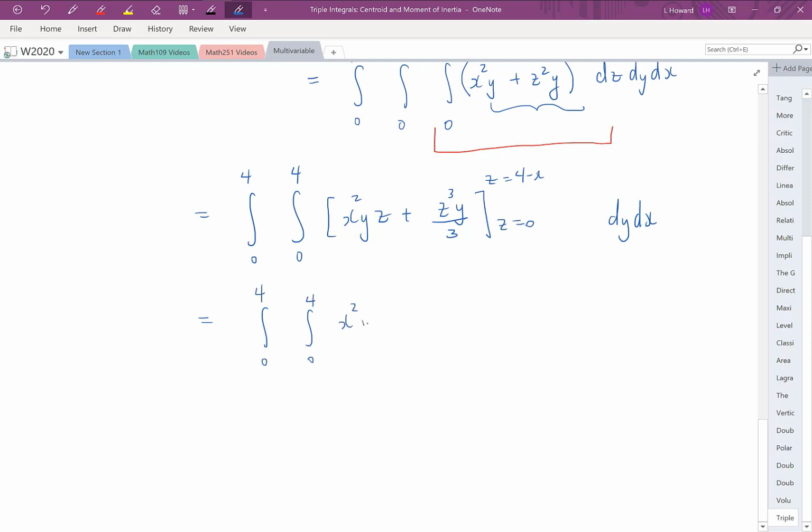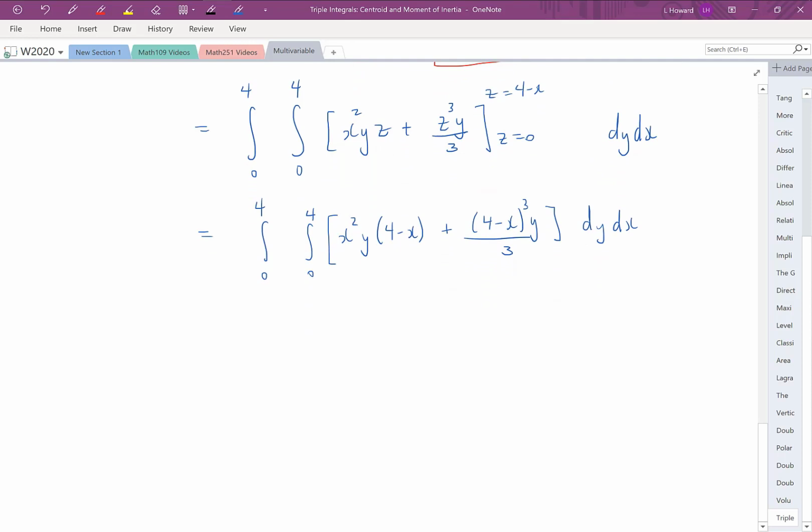Okay, so x squared y times 4 minus x plus (4 minus x) cubed times y all over 3. And then we would need to subtract off the values at 0, but both those terms are going to be 0 at z equals 0, so we don't need to worry about that. And we've now produced a nice double integral. All right, so let's next integrate with respect to y.